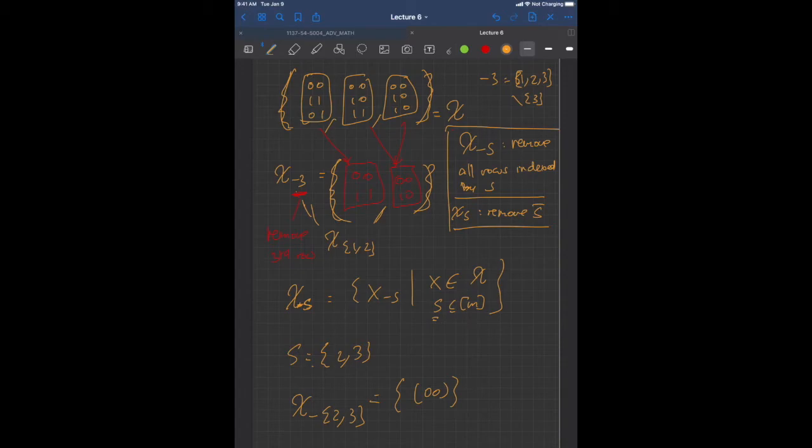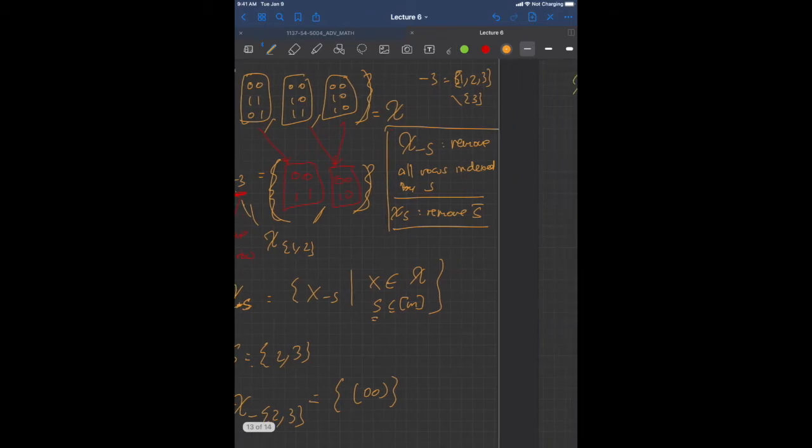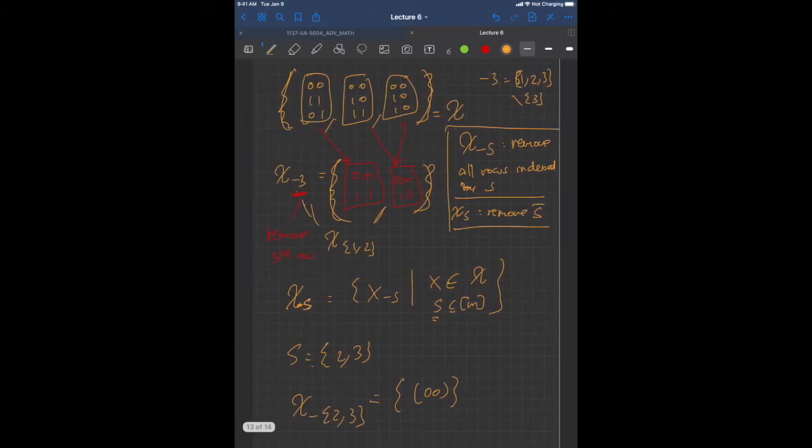If you see X minus S, that means remove the rows indexed by S, and if you see XS, that means keep only the rows that are indexed by S. Then what is X minus 1 and X1? For the concrete example that we took here, let me just copy that over.